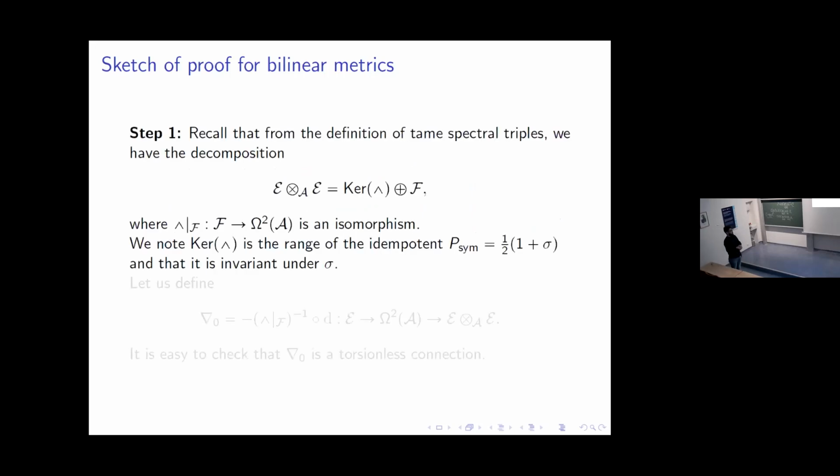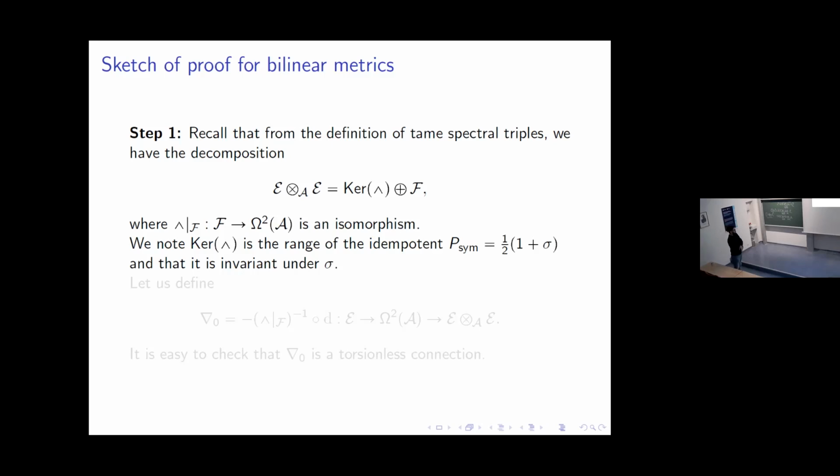So let us first recall from the definition of tame spectral triples that we have the following split. Also note that wedge, when restricted to F, is in fact an isomorphism between F and omega 2 A. We also note that the kernel of wedge is the range of the idempotent (1/2)(1 plus sigma), and therefore it is left invariant under sigma.